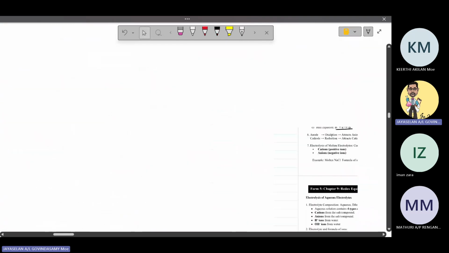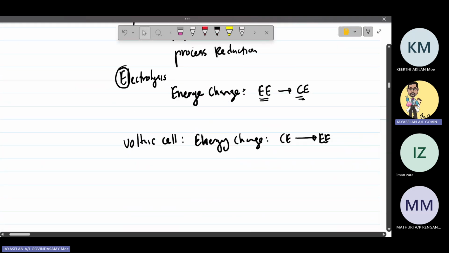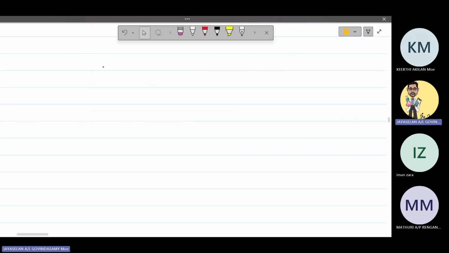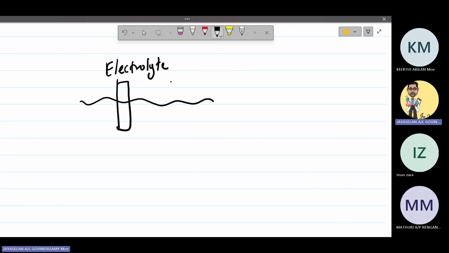Okay, now we do this. First, the electrolyte. What is the electrolyte? It is the solution. For electrolysis, the solution is where we put the electrodes. This solution we call the electrolyte.